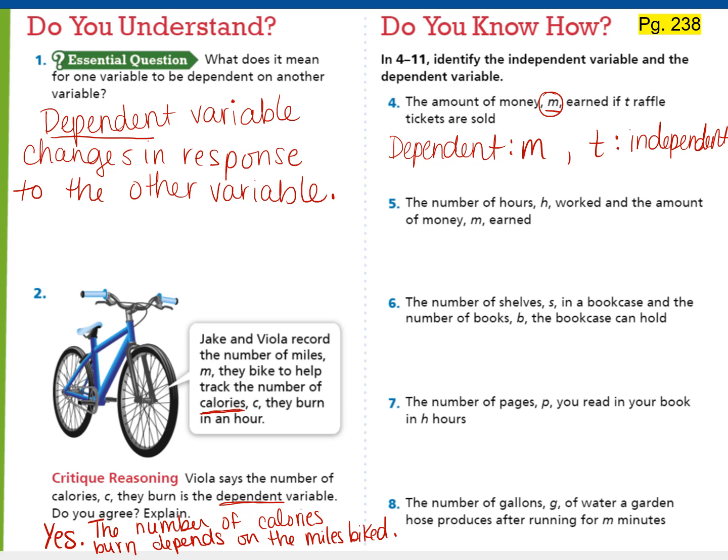Number 5, the number of hours worked and the amount of money earned. Which one is going to make the biggest change? The amount of money that you earn. Okay, so my dependent again is M, which is the amount of money that you earn, and it's depending on how many hours you work. So the independent is the variable H.